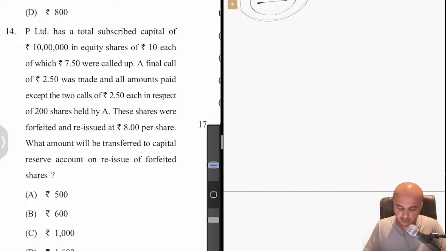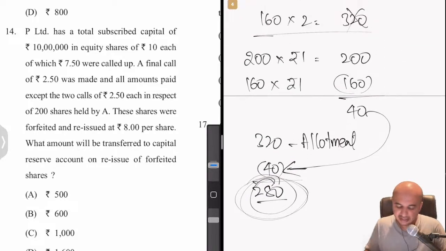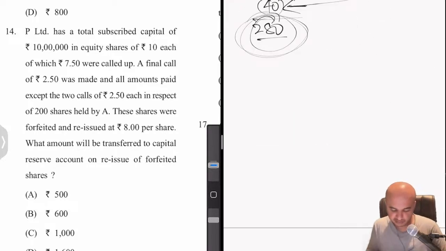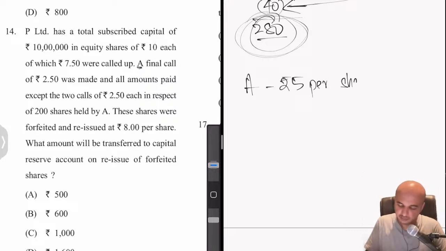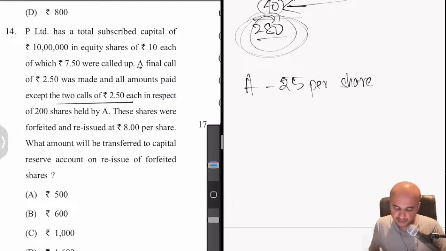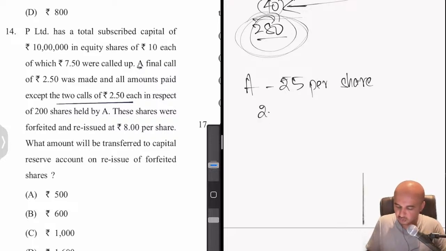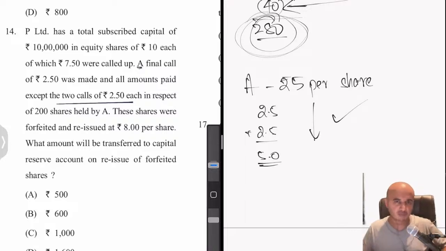Here, let us try to understand first. What is it that he has already paid? Who is the person here? A, no? A final call of rupees 2.5 was made and all amounts paid except these calls. Okay. A has paid rupees 5 per share. How do we know? Because it is very clearly mentioned, except the 2 calls of rupees 2.5 each. So 2.5 plus 2.5 has not been paid. So that means 5 has not been paid. So remaining 5 has been paid. It makes sense, I hope, because there is no premium here.